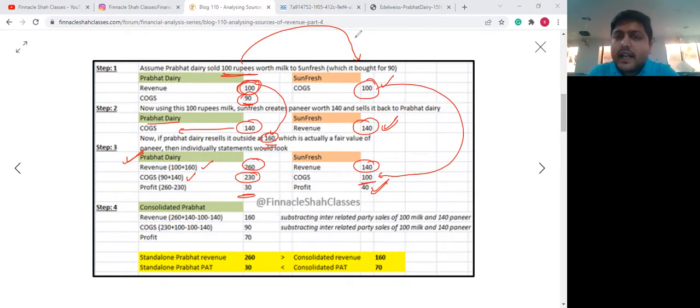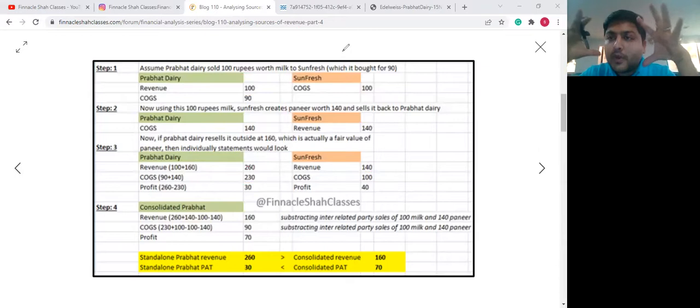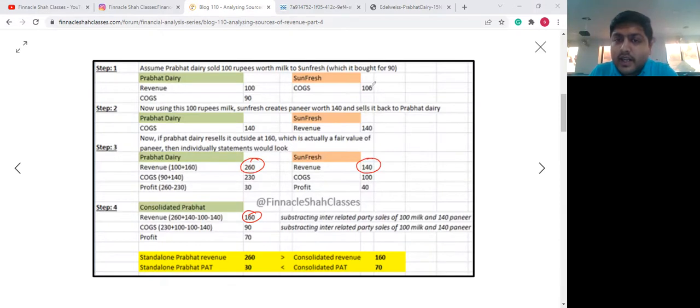Now, let's create a consolidated entity here. For the consolidated entity, as a company altogether, the only product which was sold outside was paneer, and it was sold by Prabhat Dairy at 160 rupees. So the revenue is going to be 160. You add both the revenue figures of standalone and subsidiary, and you subtract the interrelated party transactions, which were worth 100 and 140. So that is 260 plus 140 minus 100 and minus 140. This was milk and this was paneer. Precisely, if you subtract it out, you get a revenue worth 160 made to customers outside Prabhat Dairy.